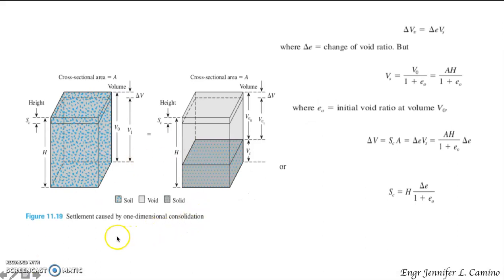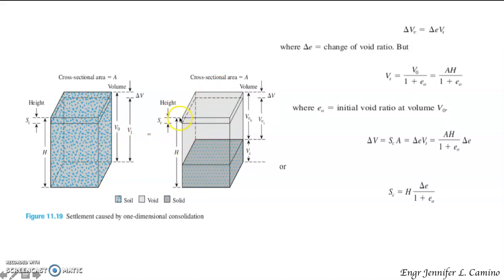So we have here the illustration for settlement caused by one-dimensional consolidation. For this one, we have a soil, and you apply a consolidation process. So there is a change in volume of the original soil. This is now the illustration for the change in volume of the original soil after a consolidation process.